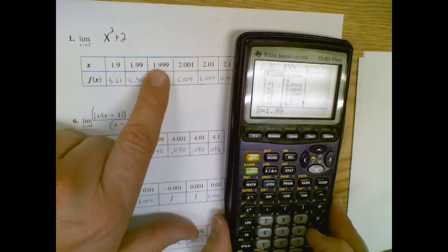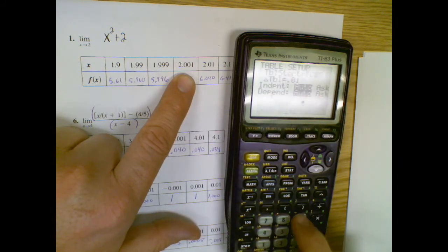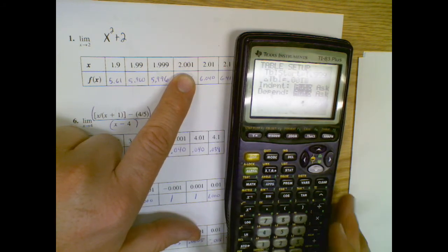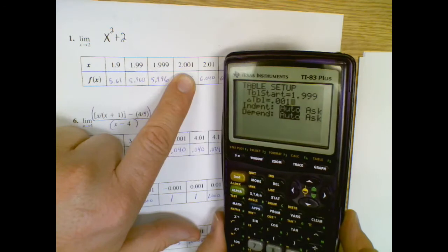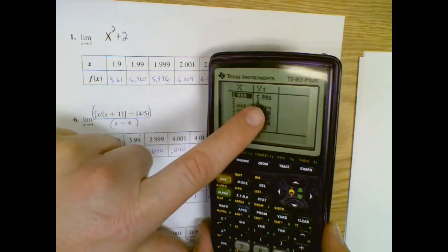When you want the other ones, the 1.999 and the 2.001, you can go and type in 1.999 and go to the table of count by 0.001s. And when you go to the table, it'll give you 1.999 is 5.960.